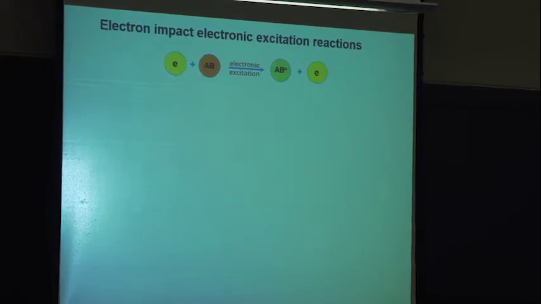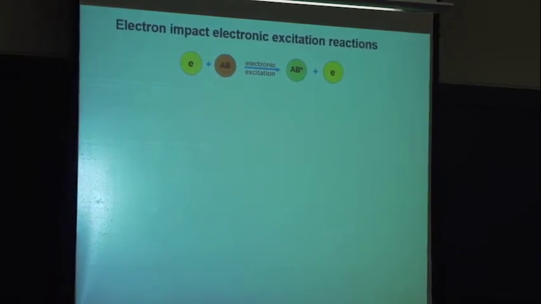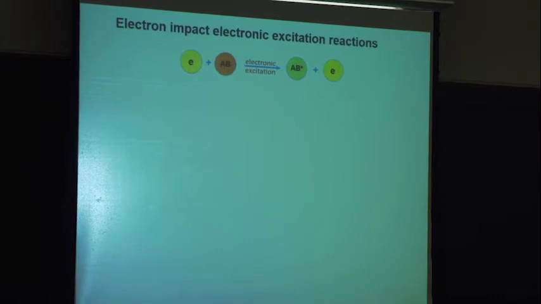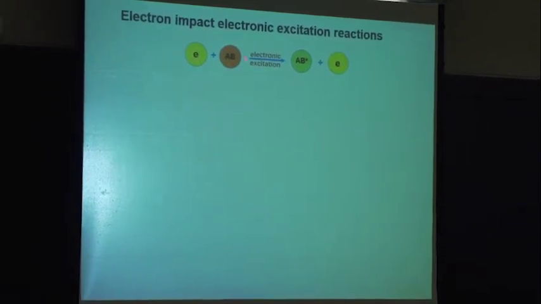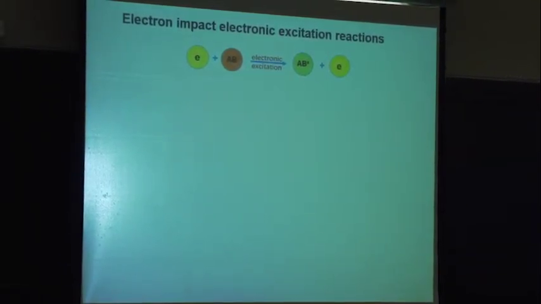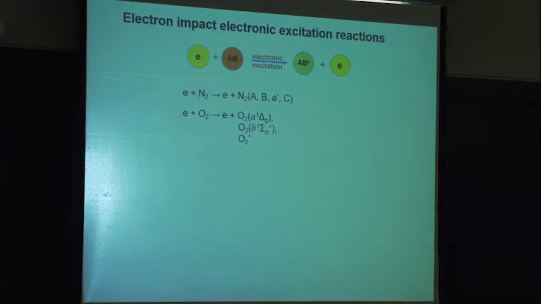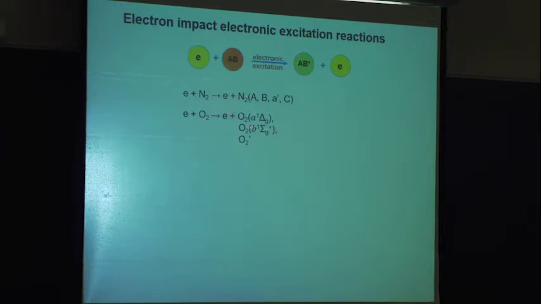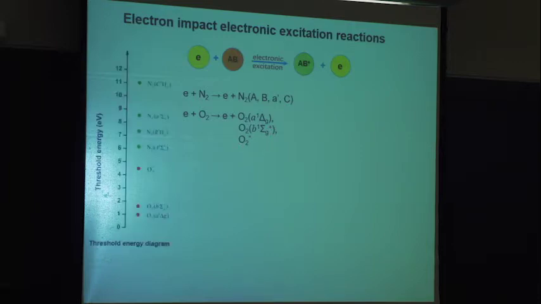So let's say I show one example: electron impact excitation reactions. Electron impact with a molecule produces electronic excitation, and the important reactions we showed you are two. One, electron impact with nitrogen generates electronic excitation of nitrogen. Second, electron impact with oxygen generates singlet delta and B sigma and other high energy level excitations. The energy level is shown here, depending on the electron energy.